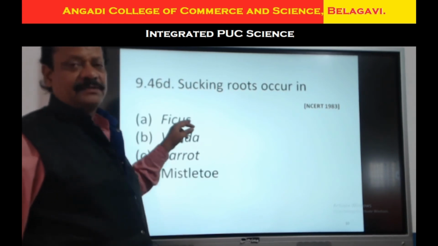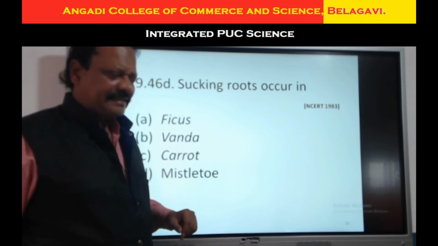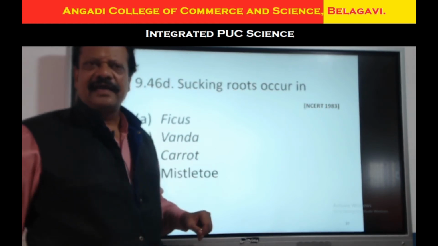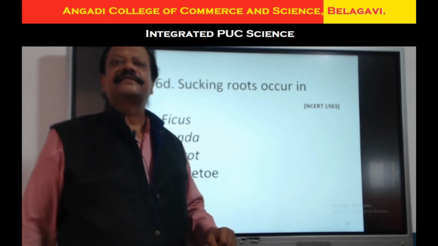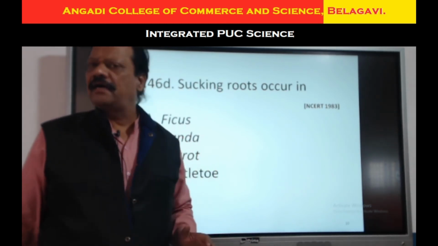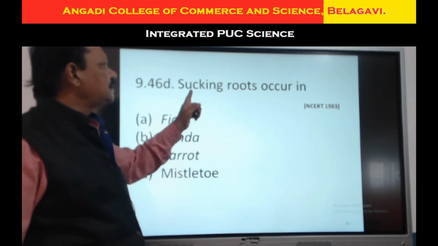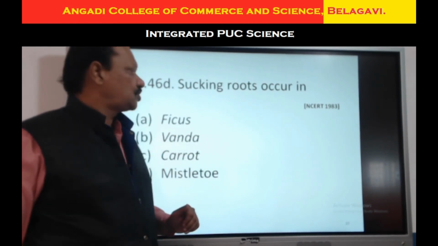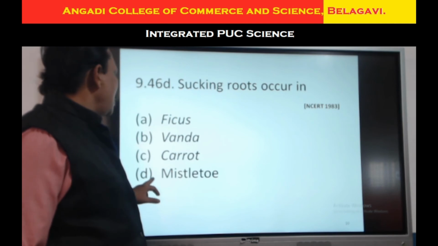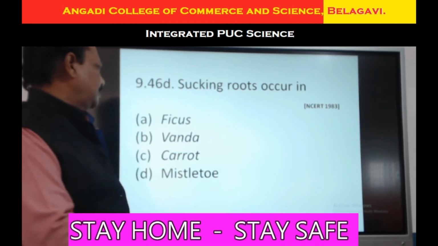Okay, here Ficus bengalensis, you people know, a big tree. Vanda, it is an epiphytic plant. Carrot, it is a taproot modification, and mistletoe is a parasitic plant. So as a result, it has sucking roots. It sucks the food material and survives. So the right answer is option B. So we'll move to the next question.